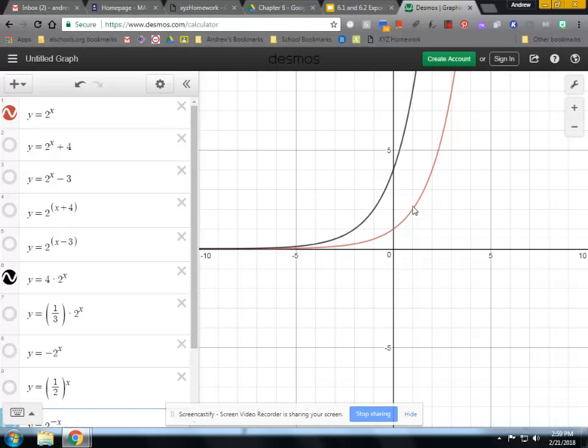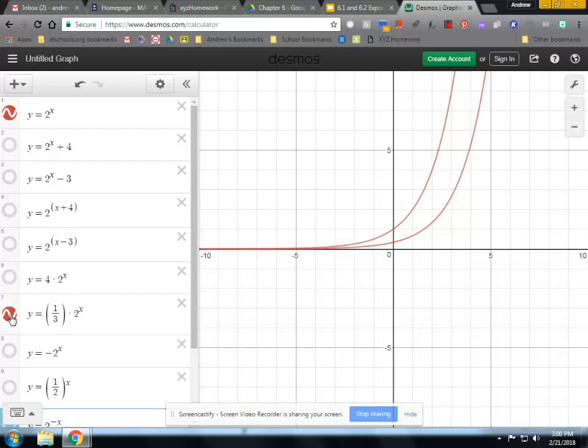Every point is being multiplied by 4. So if it was at the point 1, 2, 2 times 4 is 8. So 5, 6, 7, 8. Yep, there it is. It goes at that point 8. So every point is multiplied by 4. If it was at a half, now it's at 2. A half times 4 is 2, and so on. And so every point is being multiplied by 4.